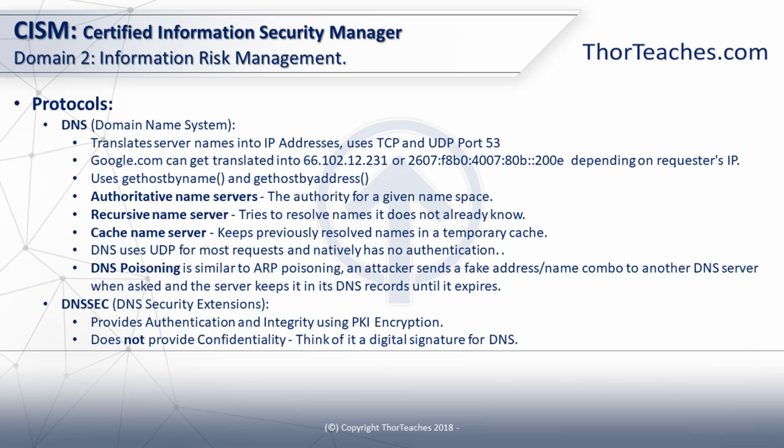DNS is also natively a trusting protocol. It uses UDP for most requests and it has no authentication natively. It can technically be added, but most people don't. Which is why attackers can use DNS poisoning. It pretty much works the same way that ARP poisoning did. The attacker sends a fake name and a fake IP address combo to another DNS server, and the server then keeps that in the DNS records until it expires.